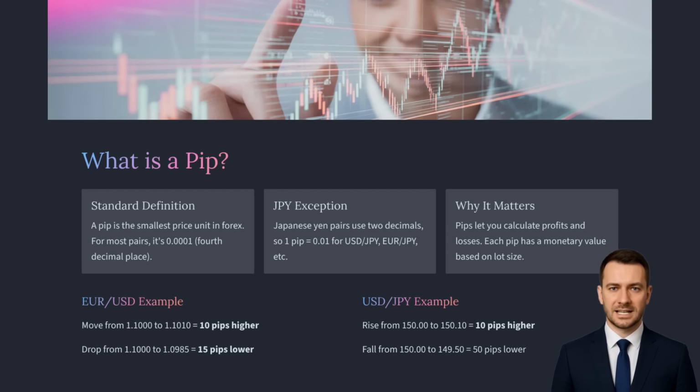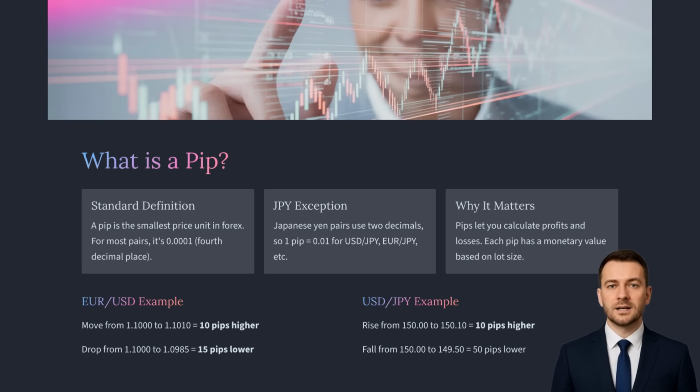However, there is an important exception for currency pairs involving the Japanese yen, JPY. JPY pairs are typically quoted with only 2 decimal places, so 1 pip is 0.01 for those pairs. In other words, if USD/JPY moves from 150.00 to 150.01, that 0.01 change is 1 pip. So for most pairs, 1 pip equals 0.0001, but for JPY pairs, 1 pip equals 0.01. Despite this difference in decimal placement, the pip still represents the smallest price movement for that pair.